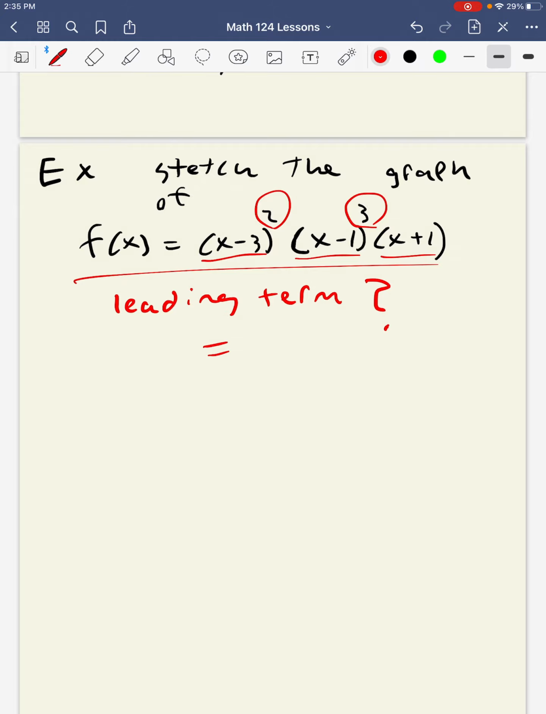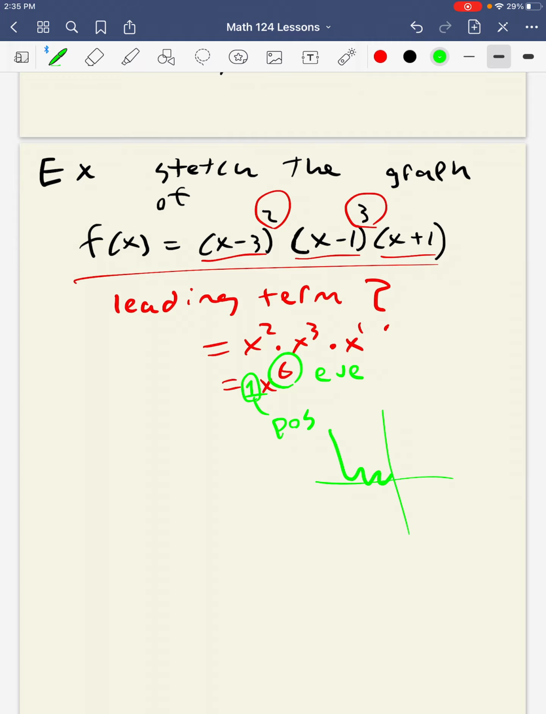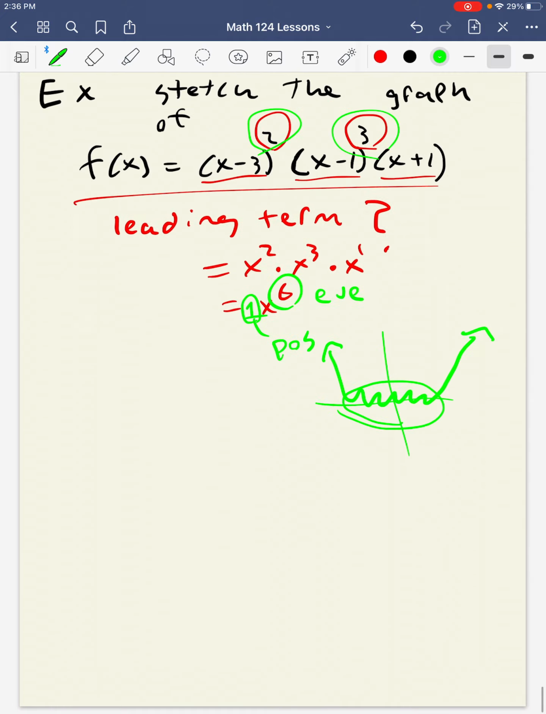We would get something like an x squared times an x cubed times an x, or an x to the 1 if you prefer. So the leading term would be x to the 6. So we have an even exponent. It's kind of like there's a number 1 there, which is positive. Okay, which tells us the end behavior looks sort of like this. But now that we have knowledge about the multiplicities, we can get a more accurate sketch of the graph. We could get the middle behavior.